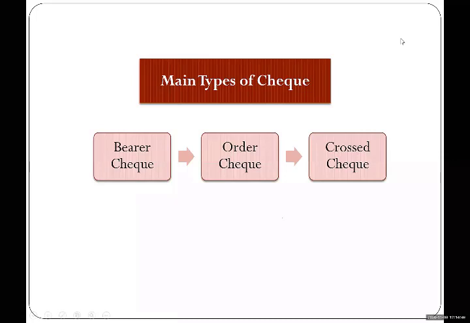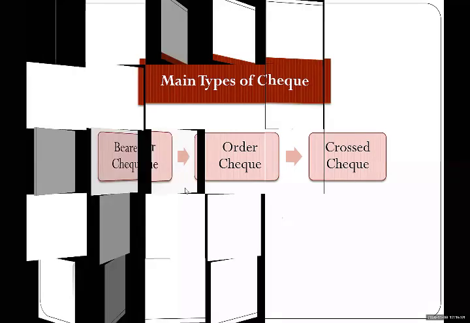Second year commerce, today we are going to learn the main types of checks. Basically, there are three main types: bearer check, order check, and cross check. One by one, we will see in detail what we mean by bearer check.